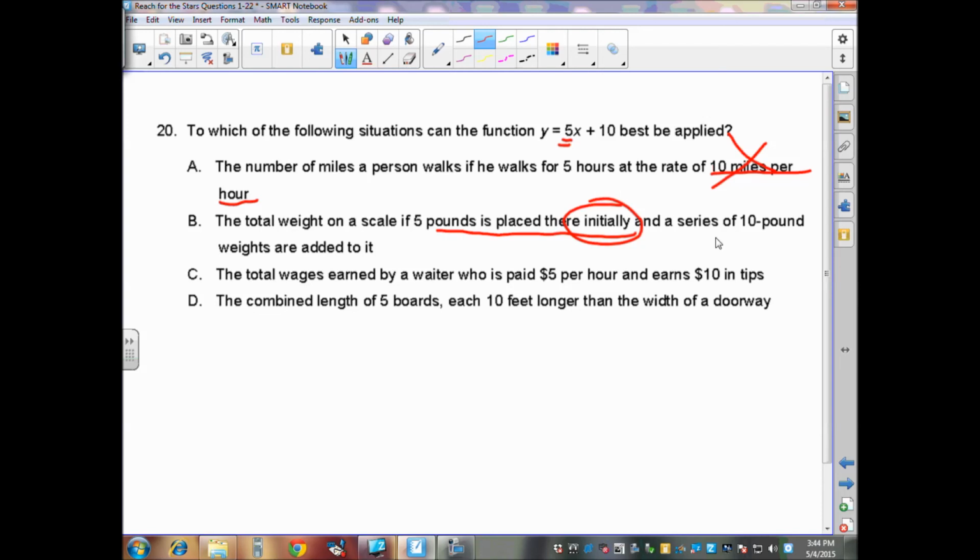Also a series of 10-pound weights. That would be going up 10 pounds for every time you added a weight. So there 10 is x. So that can't be what we're looking for. Here is a waiter who is paid $5 per hour and earns $10 in tips. $5 per hour, that looks like a rate of change. And the poor waiter is only going to get $10 in tips the whole time. So that is the answer.